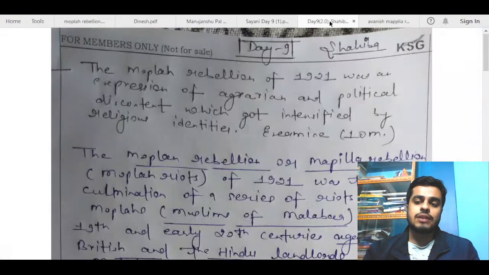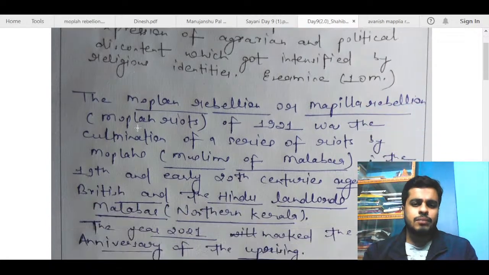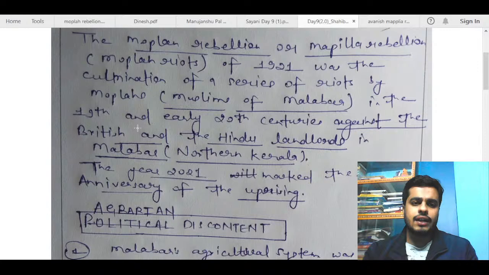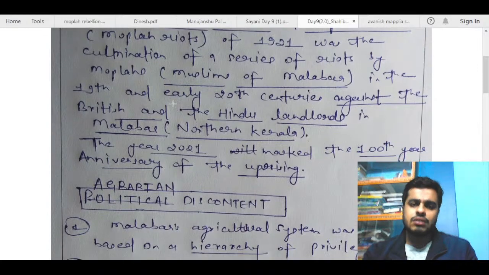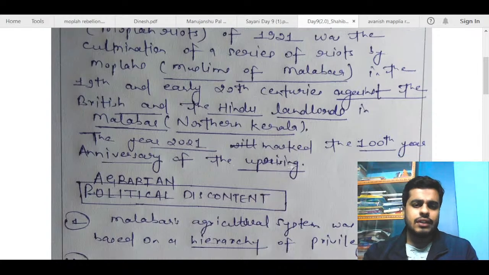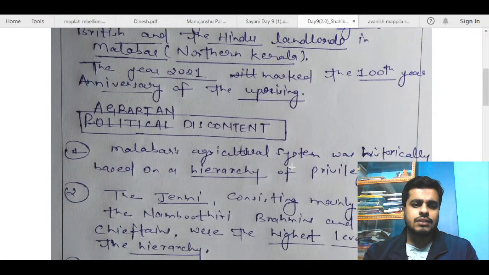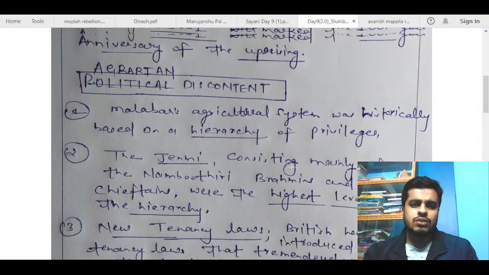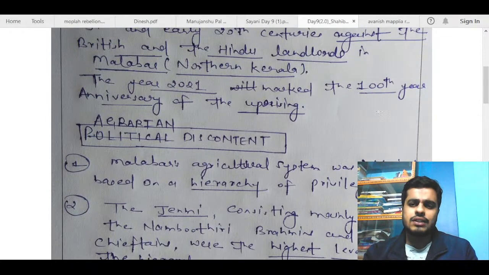Next, we move to Sahiba's copy. The Moplah Rebellion of 1921 was the culmination of riots. Okay, fine. So she has talked about the characters against the British and the Hindu landlord. The year 2021 will mark the 100th year anniversary of the uprising. Fine. So agrarian discontent, Malabar agriculture system. So rather than talking about the 100th anniversary, this is okay.